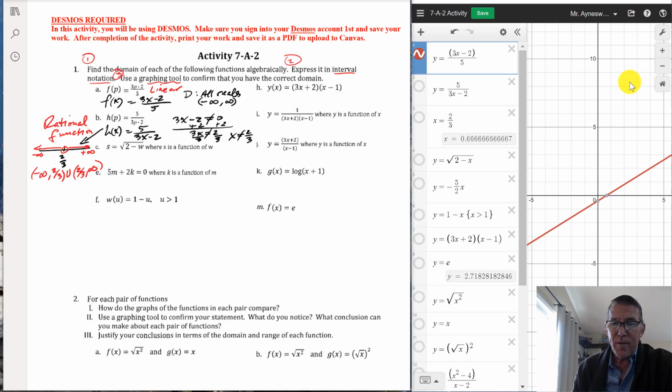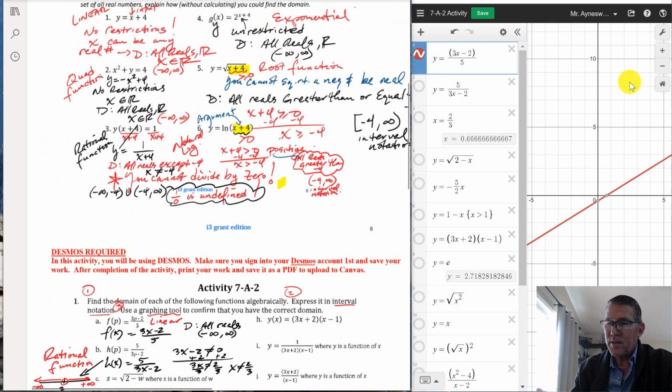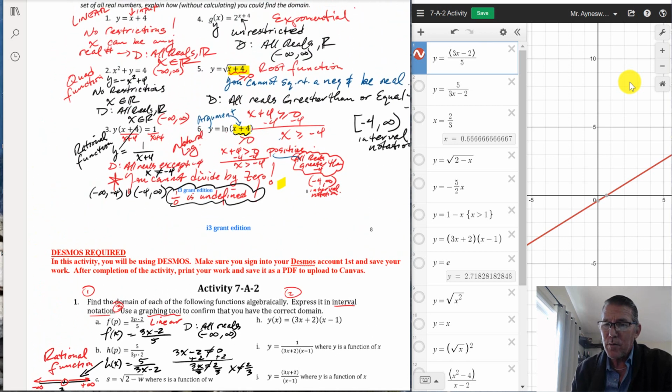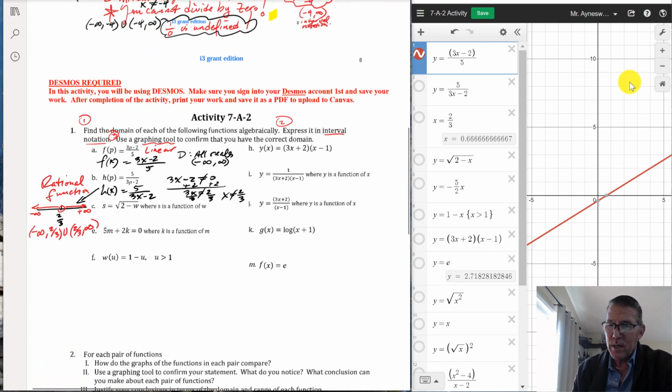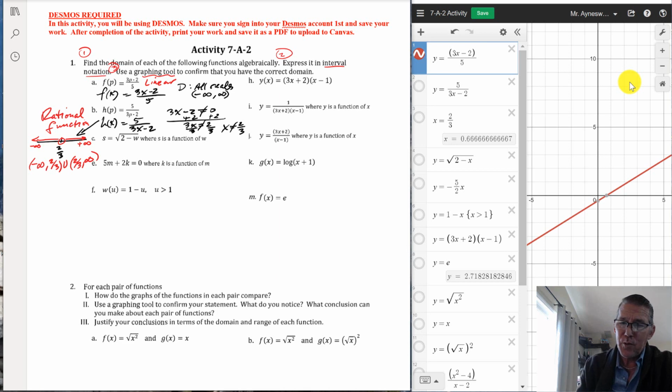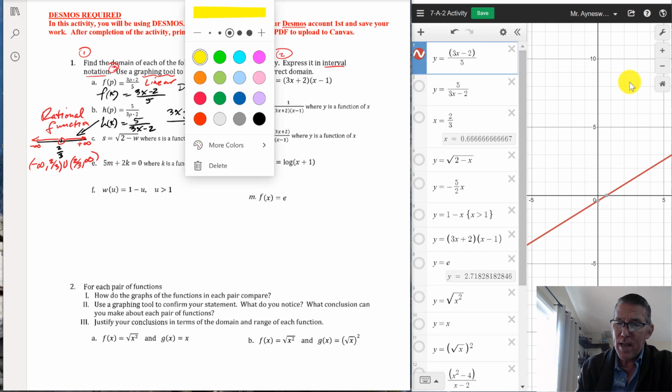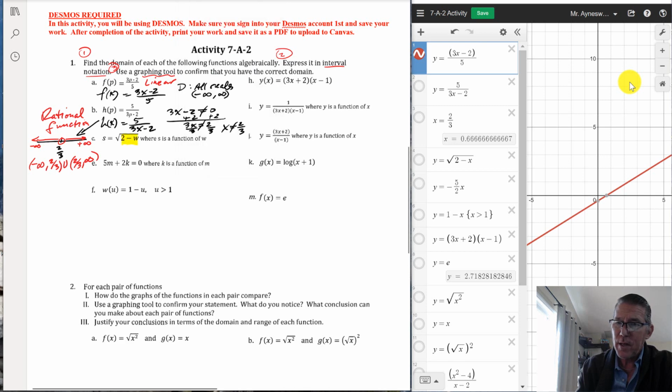Number 3 is a root function. Now, a root function is just like number 5, and I said that all square root functions are only defined when the radicand is positive or 0, greater than or equal to 0. And so all square root functions have to be restricted. So here we go: 2 minus w, the square root of 2 minus w. The term underneath the radical is called the radicand. This 2 minus w has to be greater than or equal to 0, because you can't square root a negative. Use your basic common sense here.